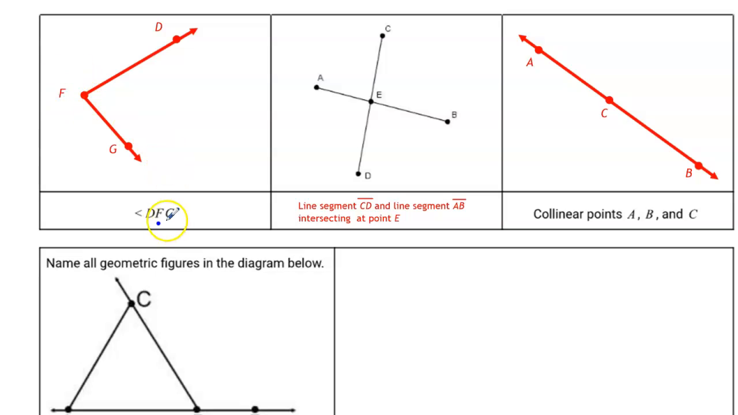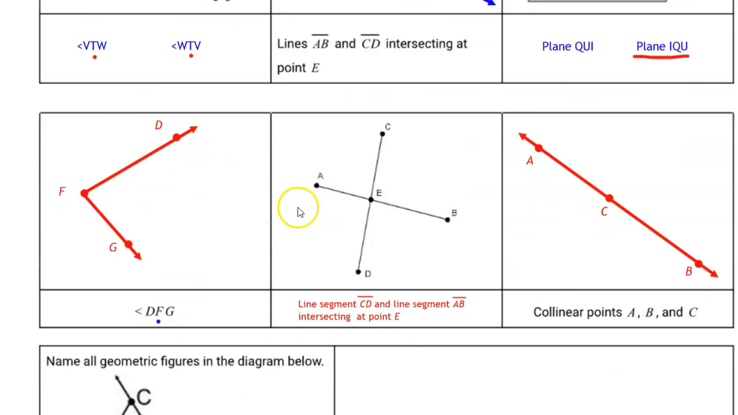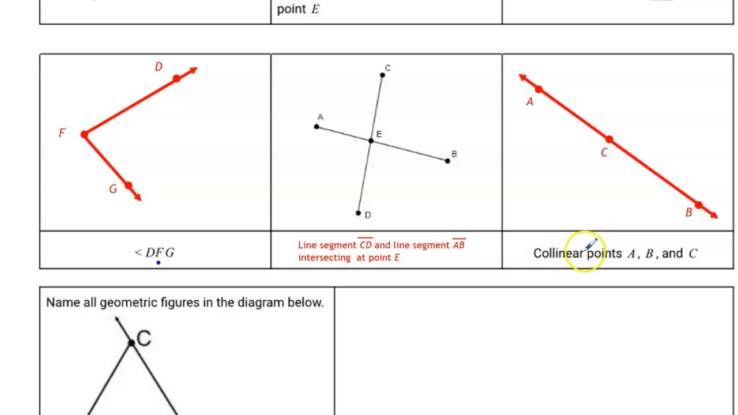F had to be the center of that angle. In this case, I identified this was line segment CD and line segment AB that intersected at E, slightly different than the previous example because this is talking about lines AB and CD, and this is talking about line segments. And last but not least, it talks about collinear points.